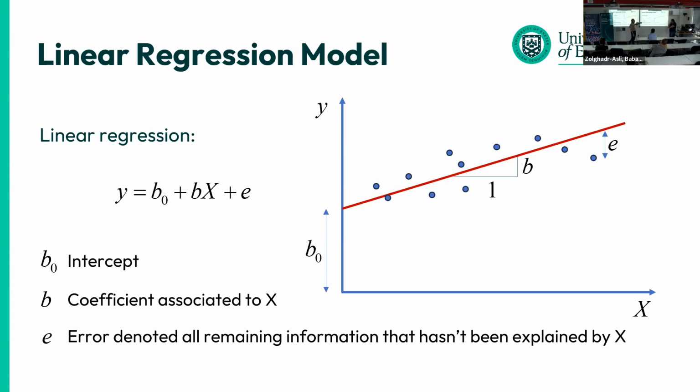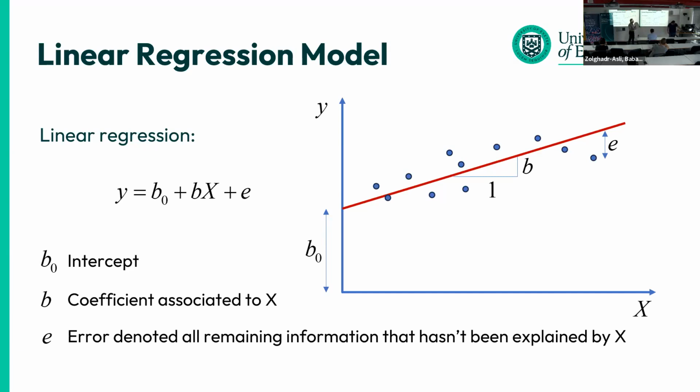In this case, x is the independent variable that we have. Y is the dependent variable, which we are trying to predict. And also we have a b0, which is the intercept, which means that at x equals 0, what is the amount of y, the amount of the dependent variable. And also we have a b, which is the slope of the regression line. And the last part is an error, e.